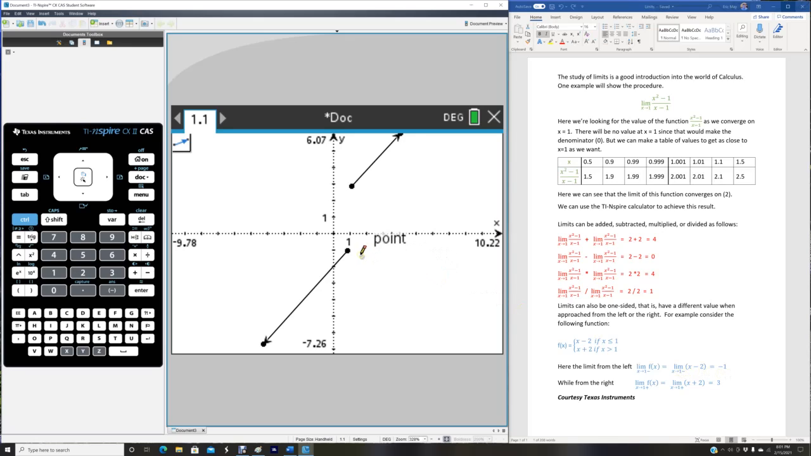And that we can see right here on the graph that if x equals 1, y, or f of x, would equal negative 1. While from the right, we notate it with a little plus sign. For x plus 2, the limit as we come to 1 from the right side is 3. Again, we can see that here, x has a value of 1, and f of x has a value of 3.